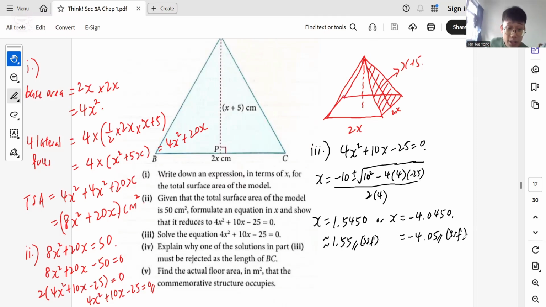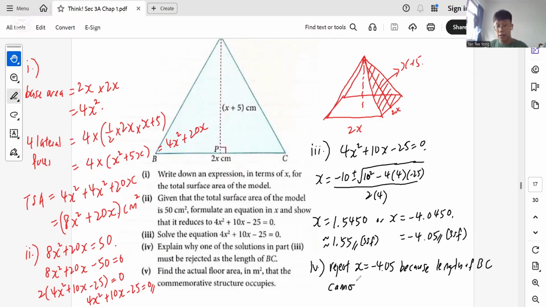Then part 4. They say explain why one of the solutions in part 3 must be rejected as the length of BC. So of course, we reject x equals negative 4.05, because the length of BC cannot be negative. Makes sense, the length of something cannot be negative.